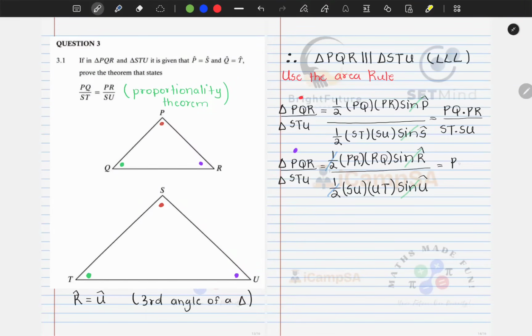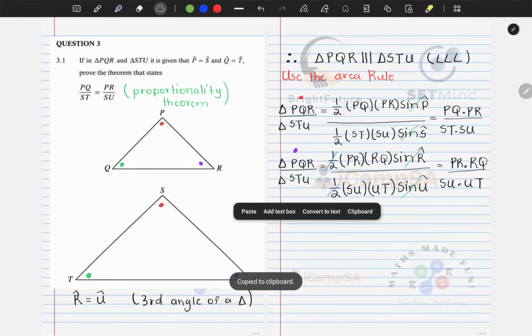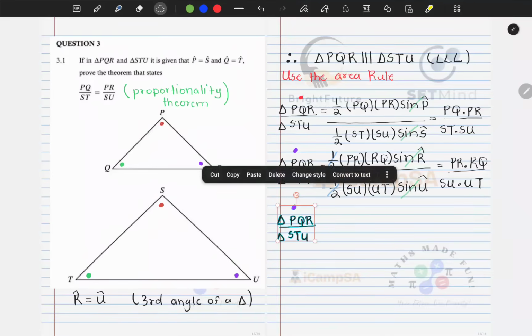That leaves us with PR times RQ. Sorry, it is PR. Let me think. PR times RQ, okay? And then divided by SU times UT. Okay, then we can calculate again using another angle. Now we are going to go and use the green one.